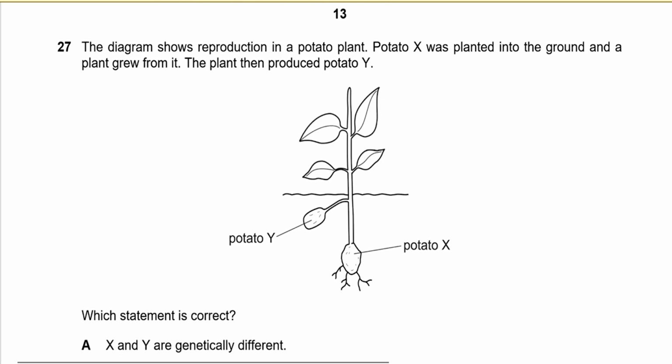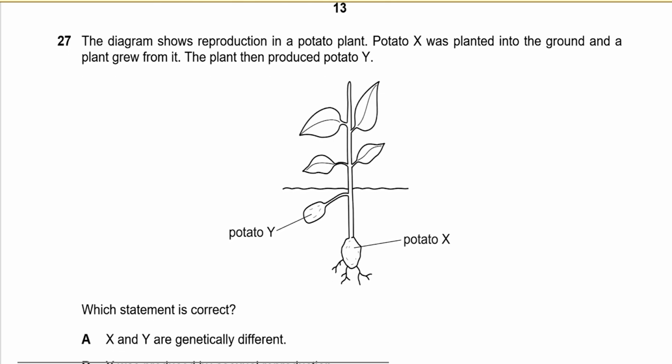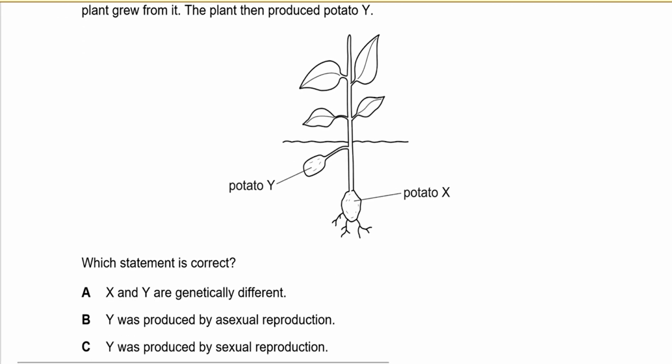Number 27 says, the diagram shows reproduction of a potato plant. Potato X was planted into the ground, and a plant grew from it. The plant then produced potato Y. So we have potato Y over here, but this one was the one that was planted earlier.